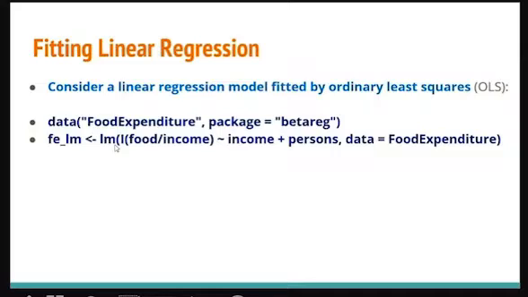I want to fit an inappropriate model. What is the inappropriate model? Fitting linear regression. Do you see lm? That's a linear regression. Okay. Now, fitting linear regression for this.